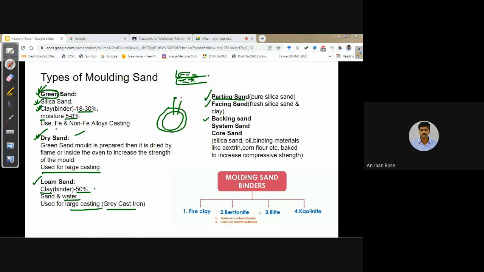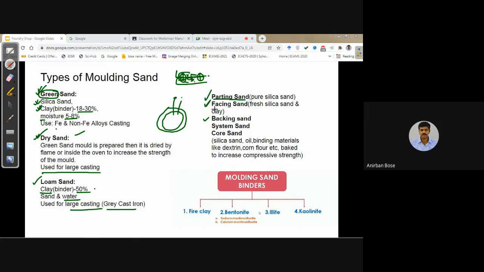And if the parting sand is not there, then what will happen? They can attach or stick to each other, or the pattern may stick to the molding sand very closely. So that is why the parting sand is used, so that this kind of attachment is not there, and you can easily separate the two molding flasks, or you can separate very easily from the pattern.